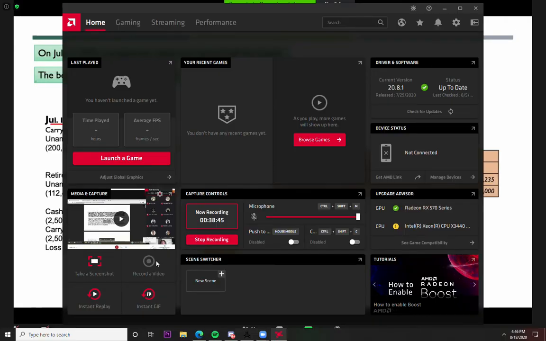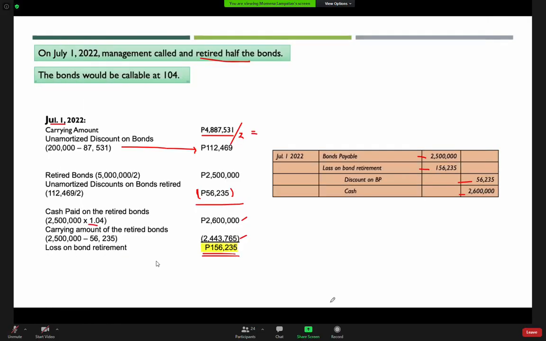Ma'am? Yes? Ma'am, may tanong? Saan nakuha yung 87,531? Yung i-minus po sa 200. Ito yung total amortized.